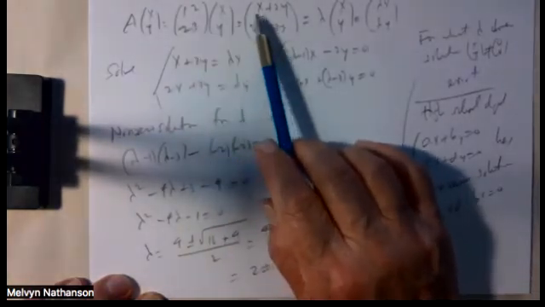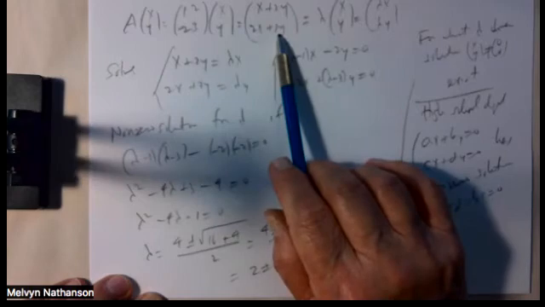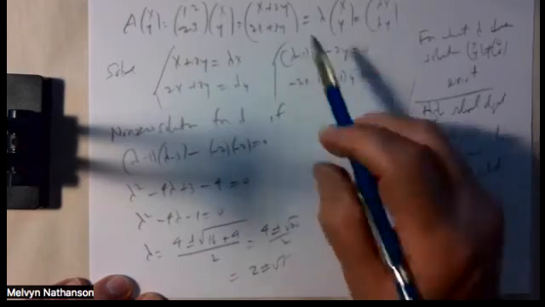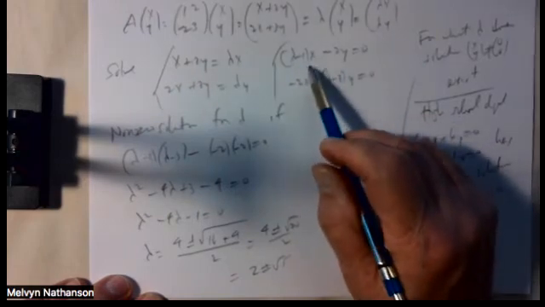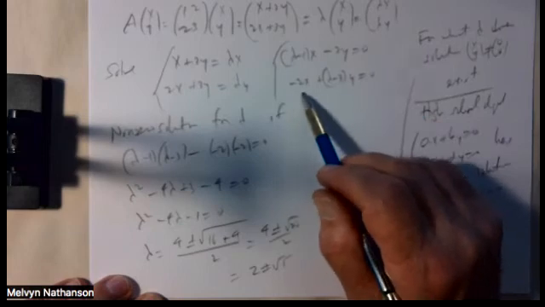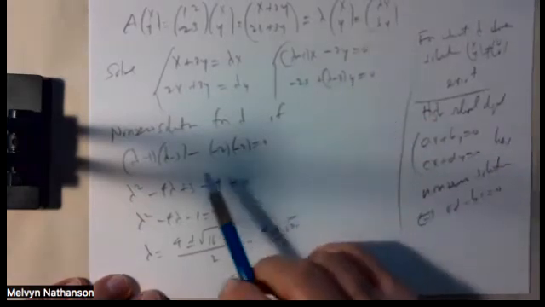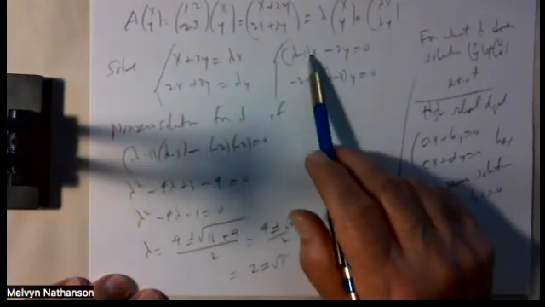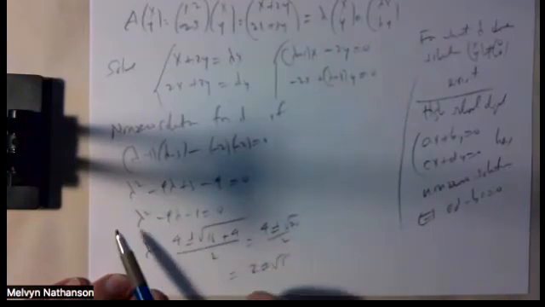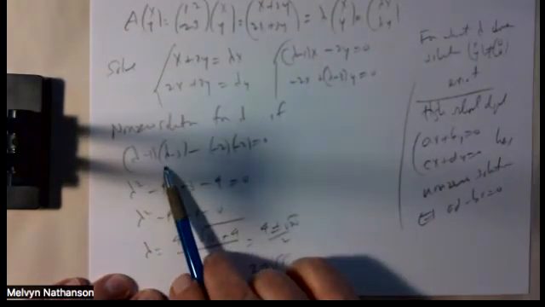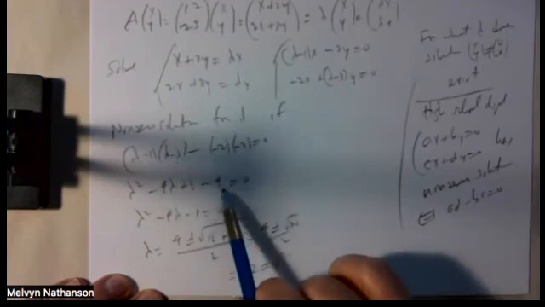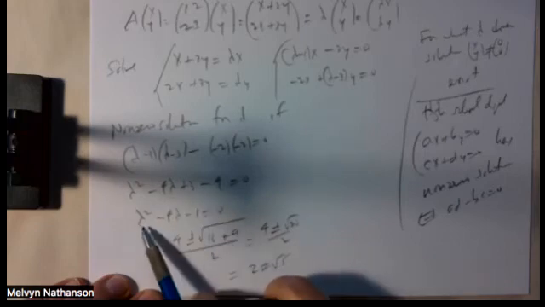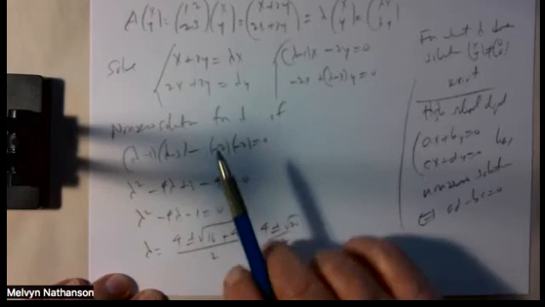1, 2, 2, 3 applied to xy is x plus 2y, 2x plus 3y. So x plus 2y equals lambda x. Lambda minus 1 x minus 2y equals 0, and minus 2x plus lambda minus 3 y equals 0. So this determinant, AD minus BC, is lambda minus 1 times lambda minus 3, minus 4. This is lambda squared minus 4 lambda plus 3, so it's lambda squared minus 4 lambda minus 1.